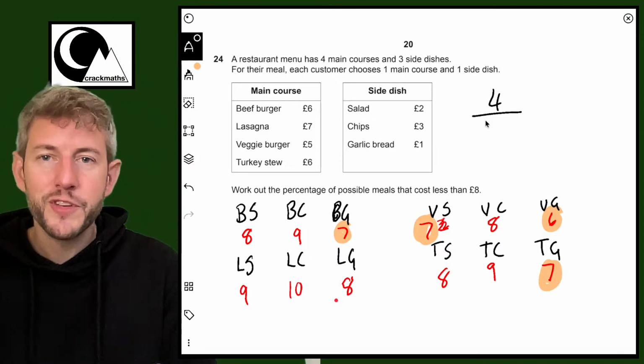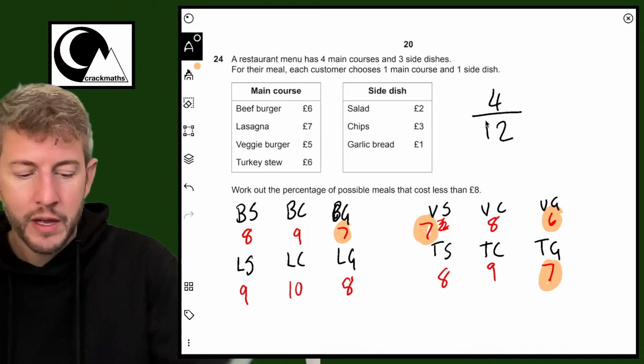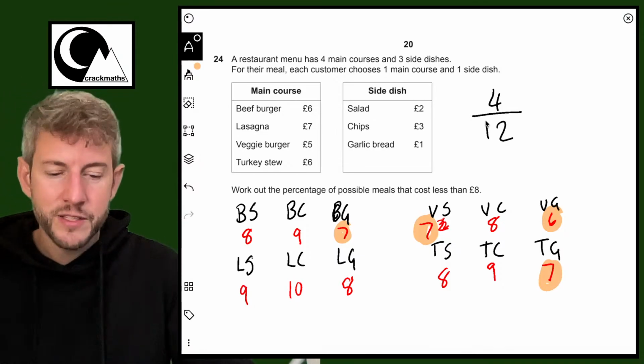There's 1, 2, 3, 4, 5, 6, 7, 8, 9, 10, 11, 12. So that's 4 out of 12. And do they want that as a percentage? So 4 out of 12.